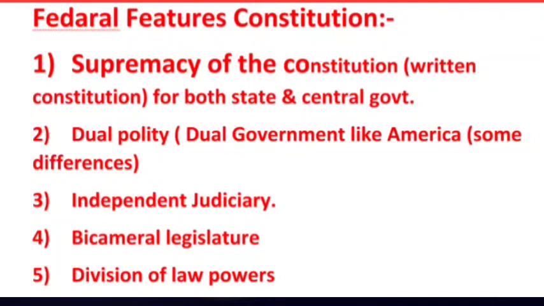Concurrent list means it is controlled by both the state government and the central government. Understood? Union list means related to the central government. అంటే అందులో ఉన్నటువంటి అంశాల మీద సెంట్రల్ గవర్నమెంట్కి ఎక్కువగా అధికారాలు అనేవి ఉన్నాయి. ఏంటవి అంటే religion, defense and central related.